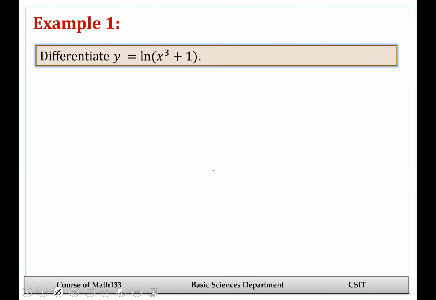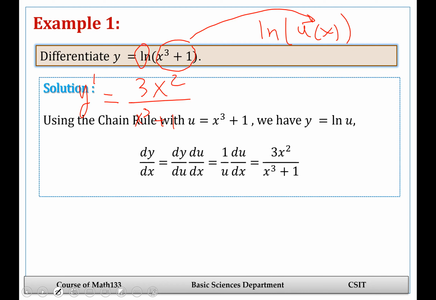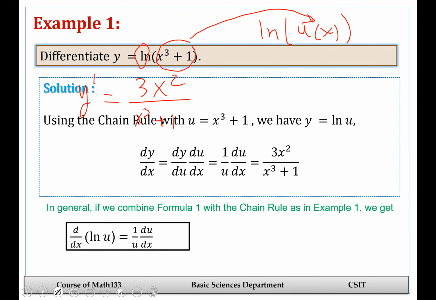Look at this example, and here we use the ln, the usual log with base e, to find the derivative of this function. So y prime is equal to, this is of the form ln u of x, so it will be u prime over u, and u prime is equal to 3x squared over u, which is x cubed plus 1. This is the u, okay? And that's it. So this is kind of chain rule.